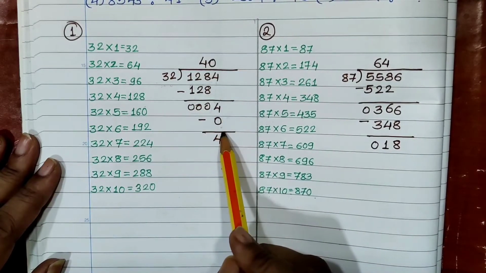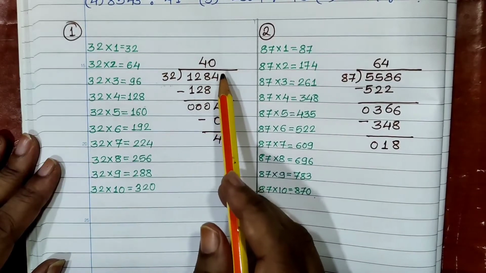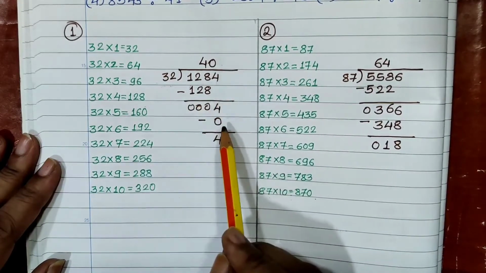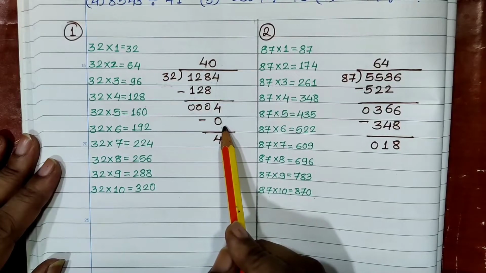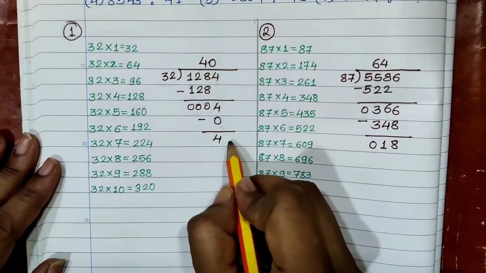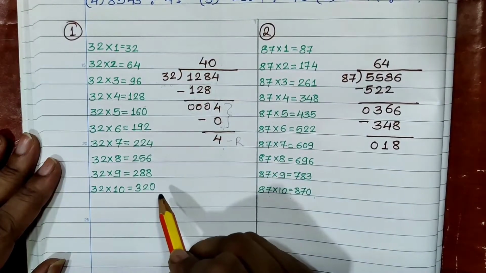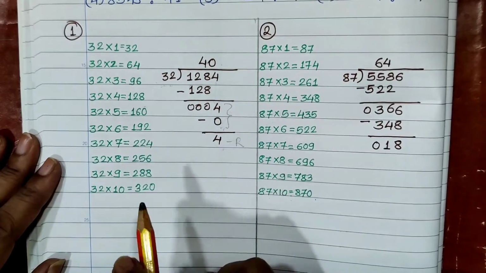And how are we going to complete it? By writing 0. 32 zeros are 0. We write 0 in the quotient, and 0 in this step. Then 4 minus 0 is 4. And now this 4 is the remainder. So complete the steps of division, and then you will get the correct answer.